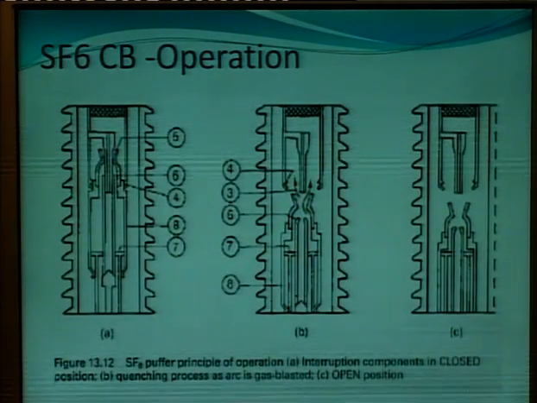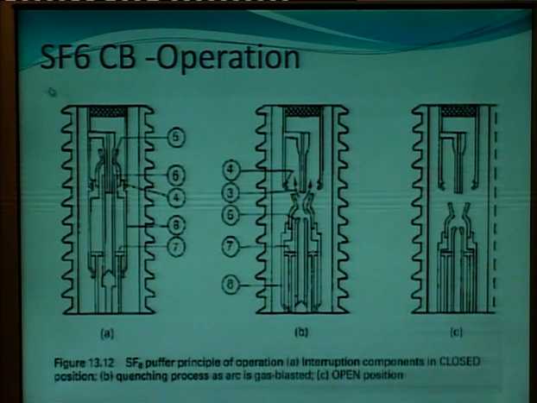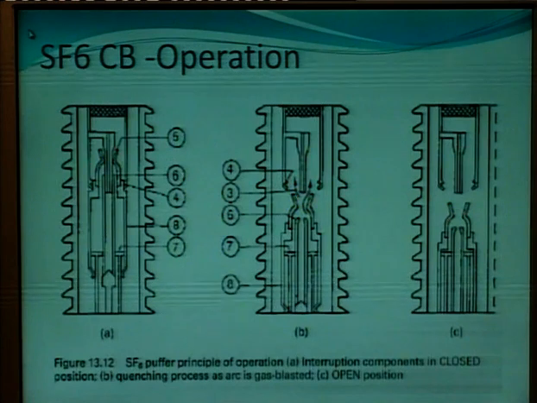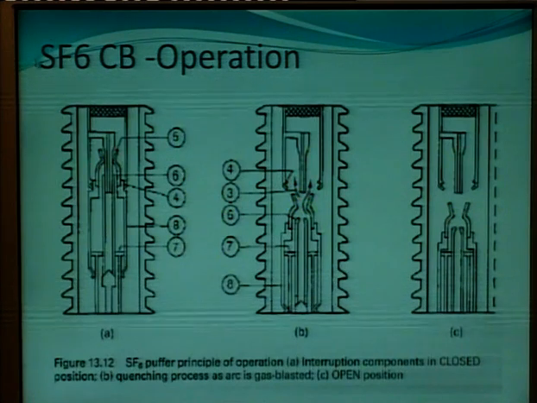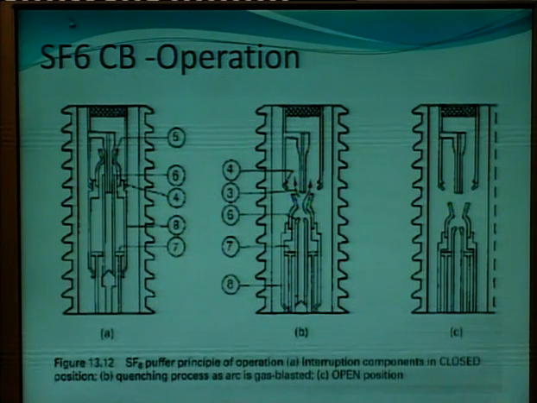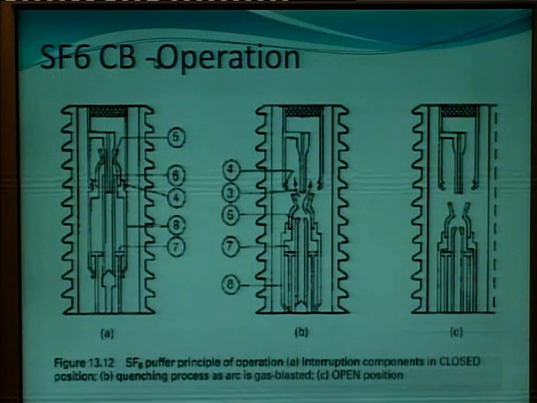Now again, the SF6 circuit breaker. The difference between these two, oil and oilless, is that here the medium used is SF6 rather than oil. This SF6 is used here to extinguish the arc. The rest of the operation remains the same.